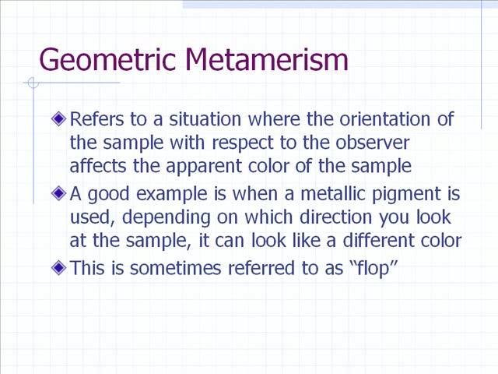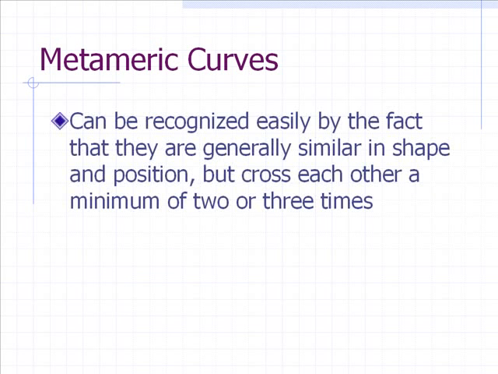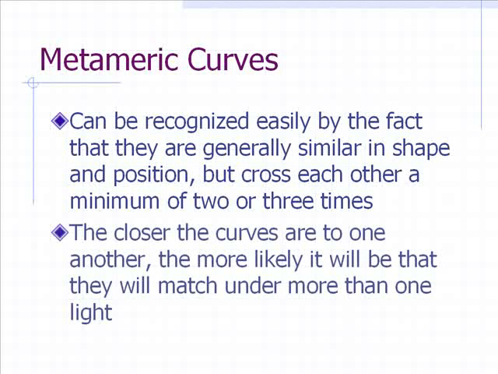Metameric curves can be recognized easily by the fact that they are generally similar in shape and position, but cross each other a minimum of 2 or 3 times. So crossing of the curves can be an indication of metamerism. You don't want them to cross. The closer the curves are to one another, the more likely it will be that they will match under more than one light. So if they're pretty close, you can get away with it. In some cases, you have to match with different colorants because the colorants, like we mentioned with the pop can, aren't the same that you can put in plastics.